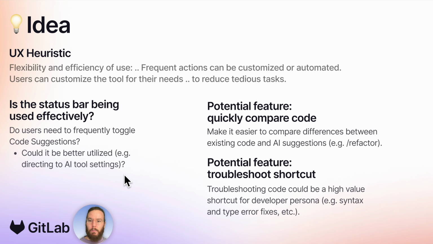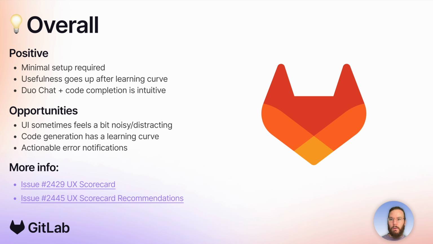And finally, just more of a general comment, but the status menu, or the status icon in the status bar at the bottom, currently it just allows users to toggle code suggestions, and that seems like an area that could be potentially better utilized. So we've reached the end of this UX scorecard.